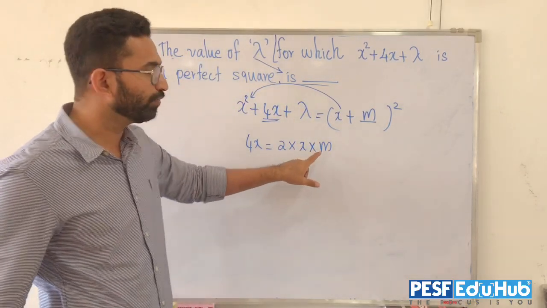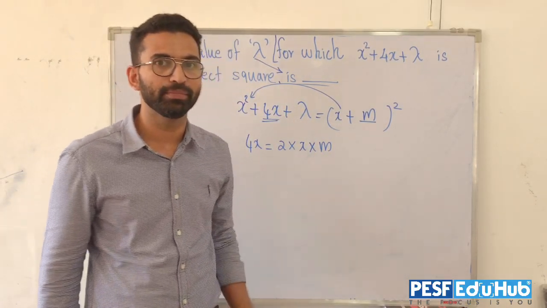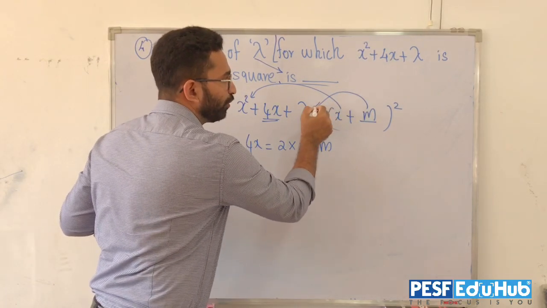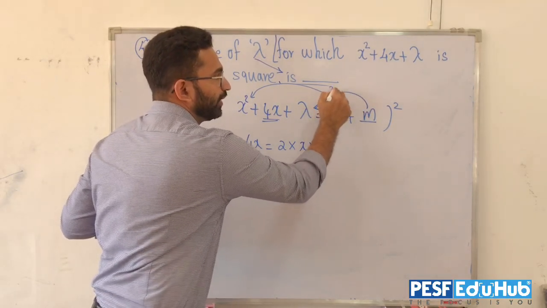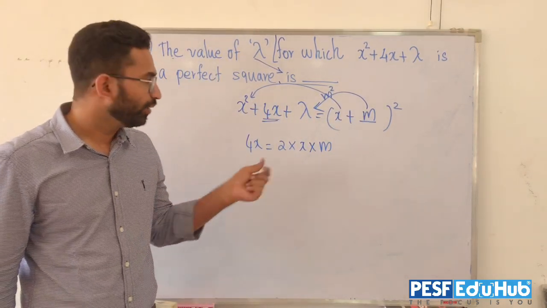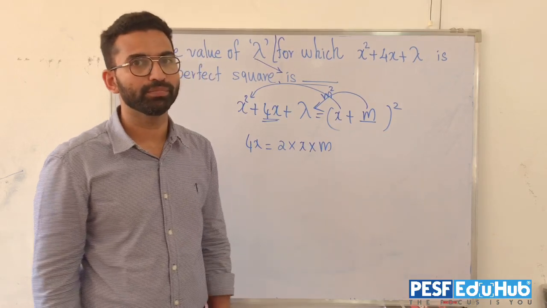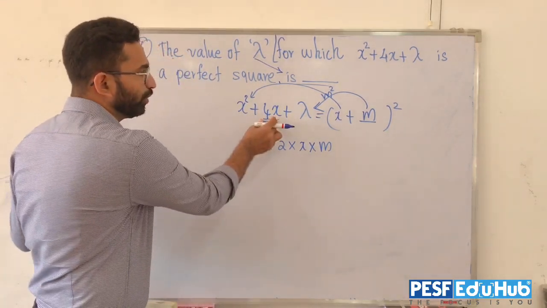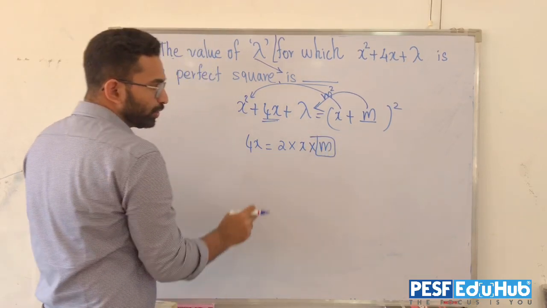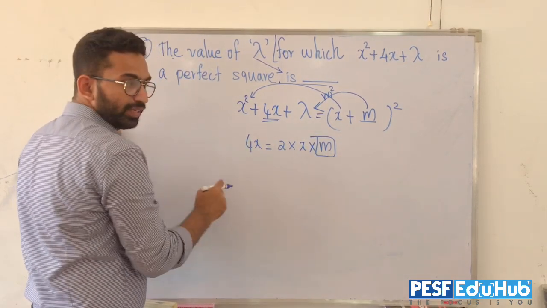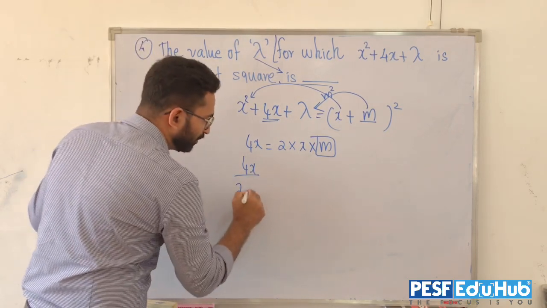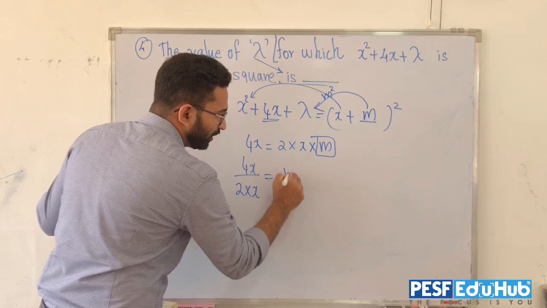What is the importance of calculating this m? As per the formula, this lambda will be equal to the square of that m. That is why we are interested in calculating the value of m. From the middle term only we are calculating it. So I will take this 2 and x to the other side. 4x is already there. This is multiplication, so it becomes division when I take it to the other side, equal to m.